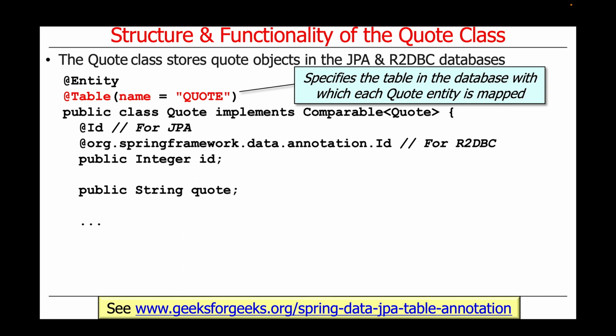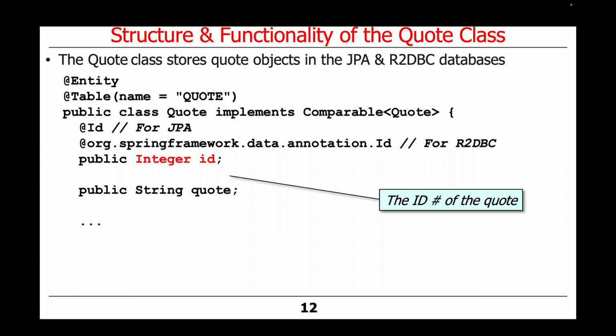So the table name indicates which table in the database is going to be associated with instances of this class. And in this case, we're going to call it the quote database, which makes sense because it's the quote class. And this is very similar to the other discussion we had about convention over configuration, which is one of the key patterns in Spring, where if you have a database named quote, you have a table named quote, we have a class named quote, we're trying to keep things consistent.